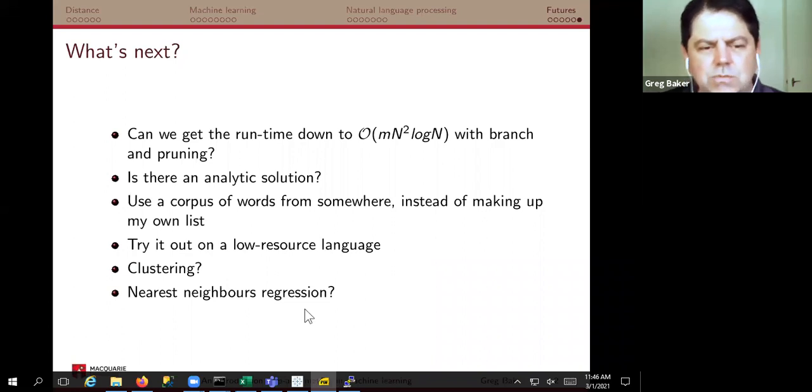I mentioned that idea of maybe I want to cluster it first. And then the other thing I'm interested in is maybe instead of ordinary least squares, well, distance minimization, what would nearest neighbors regression do? I think that would be another interesting aspect to it. So that's my research plan and what I'm doing at the moment. Let's take it away with questions.